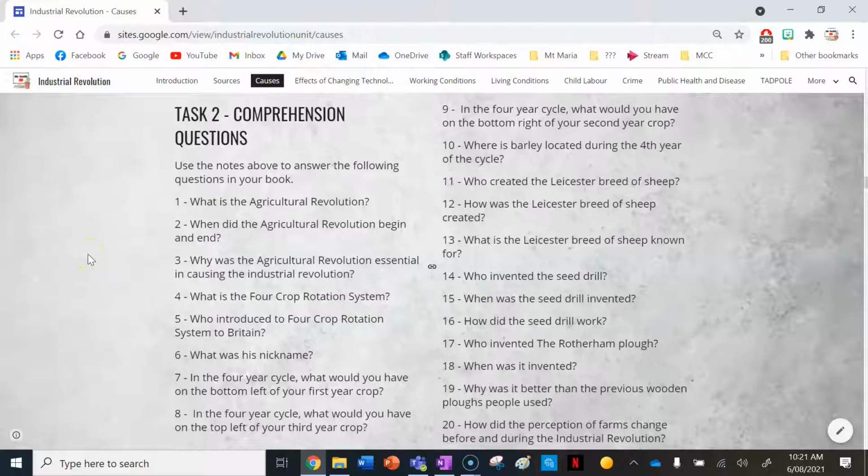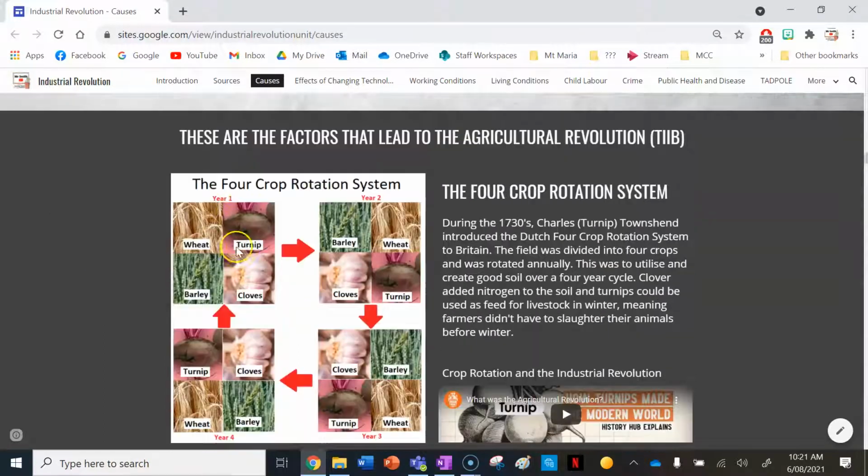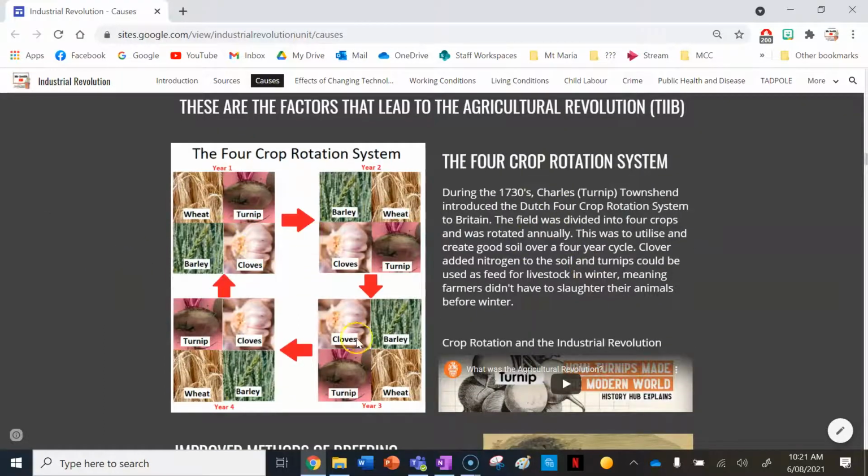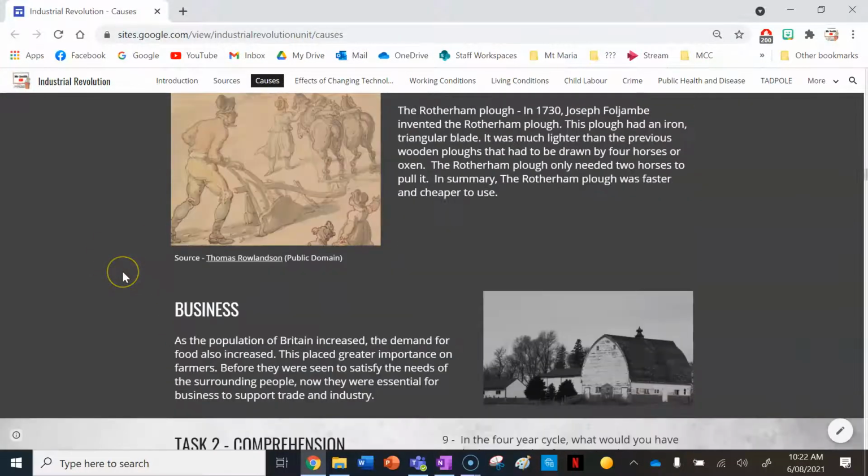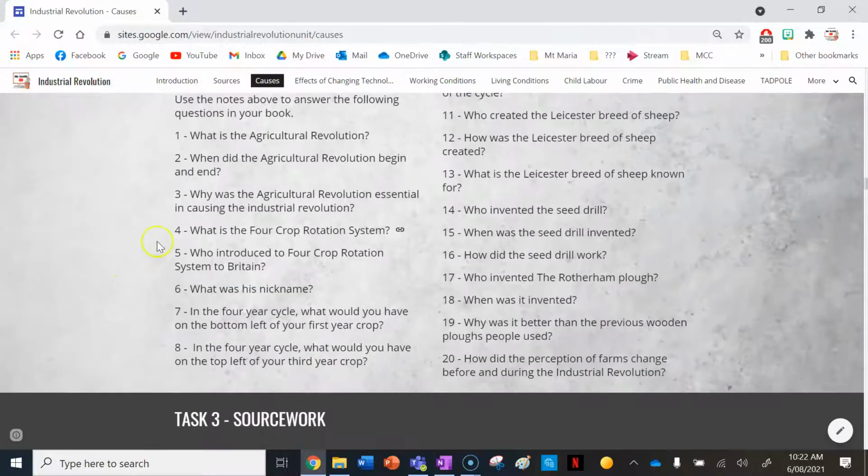Well, essentially it supported a growing population. So the more food you can make, the more people you can have. The more people you have, the more food you actually need. Number 4, what was the 4-crop rotation system? So it was a system of rotating your 4 crops, growing different things in different years in a cycle, so that you were getting the most out of your soil and keeping your soil healthy, utilising your soil the best.